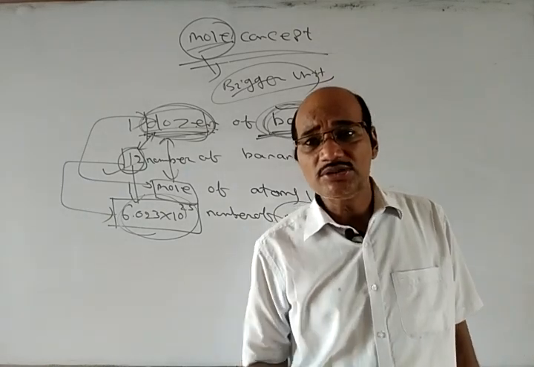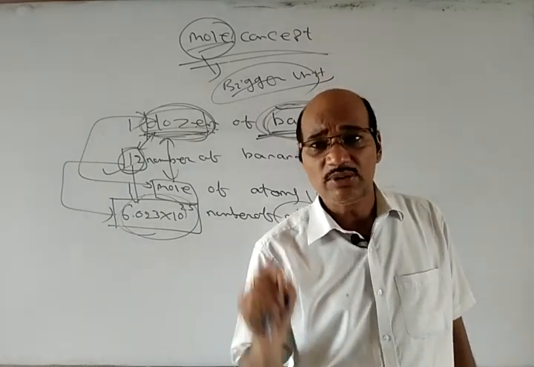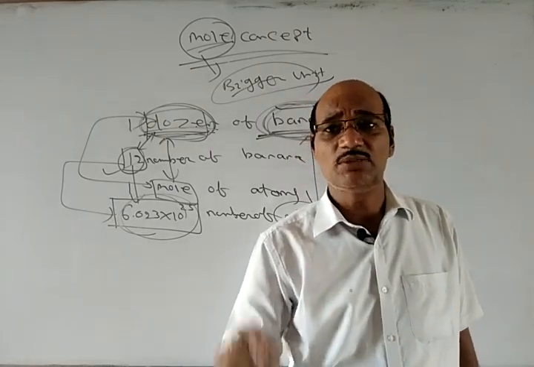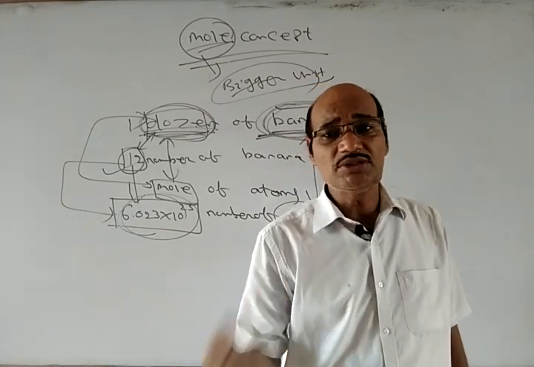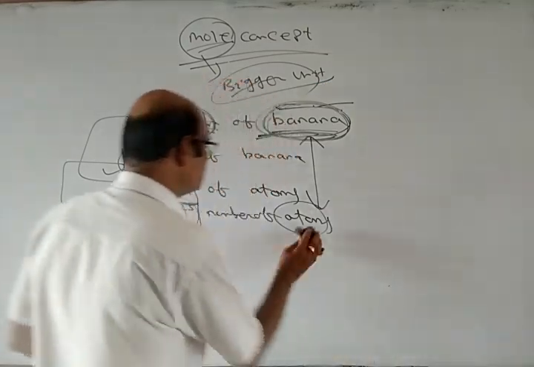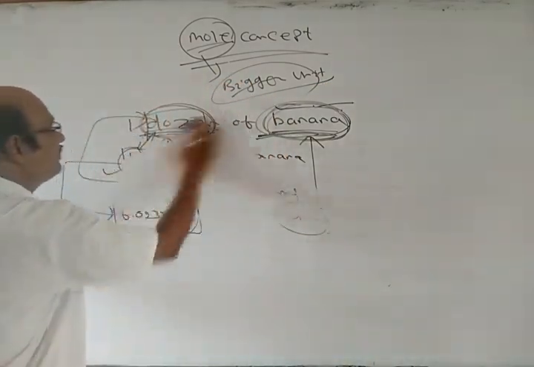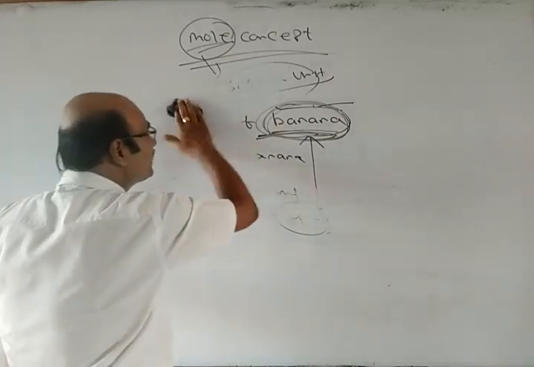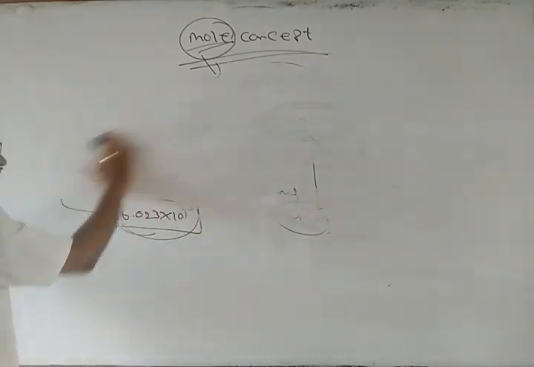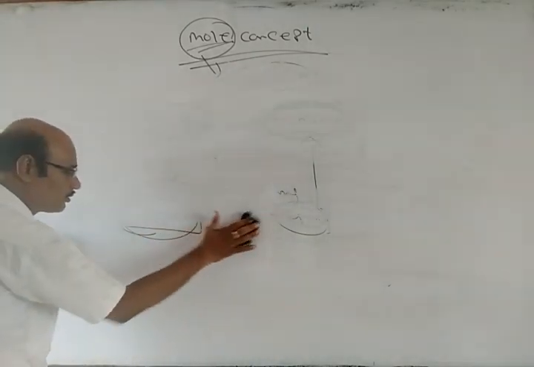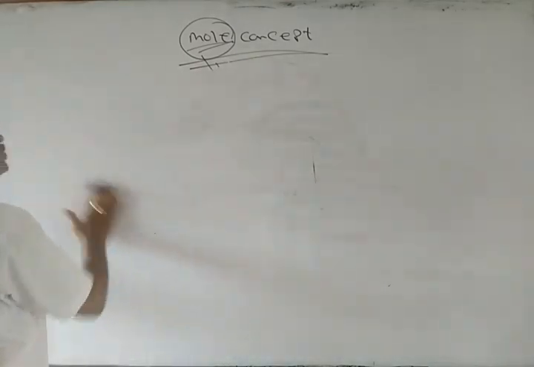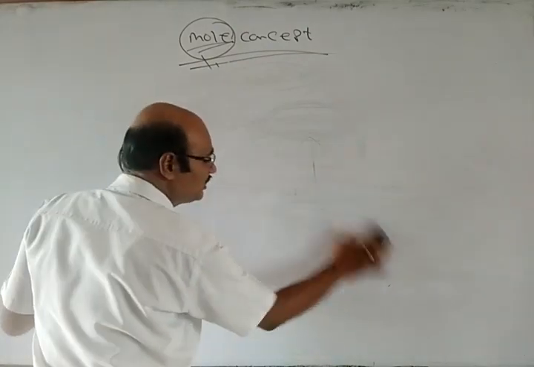So 1 mole of atom means 6.023 into 10 power 23 number of atoms. 1 mole of molecule means 6.023 into 10 power 23 molecules. 1 mole of electron means 6.023 into 10 power 23 electrons. 1 mole of proton means 6.023 into 10 power 23 protons, and like that. Now see, this mole has many meanings. We can relate this mole to mass, to number of particles, and to volume. So many relations we can establish for this mole.